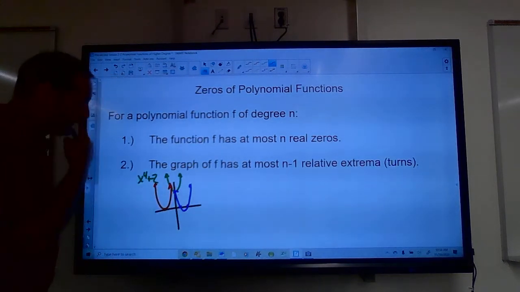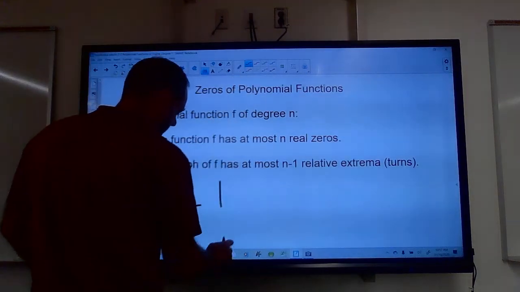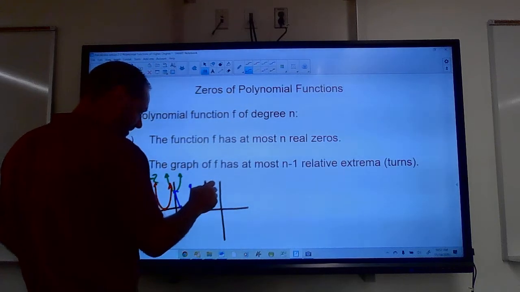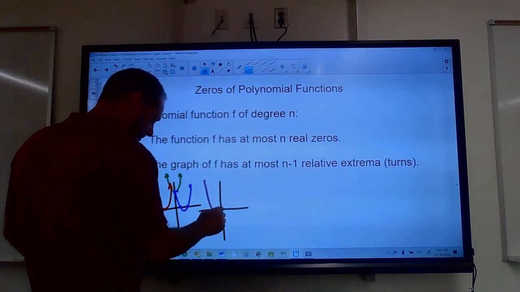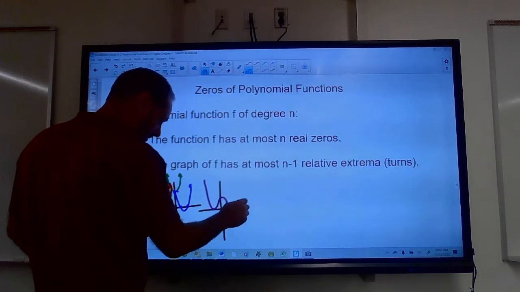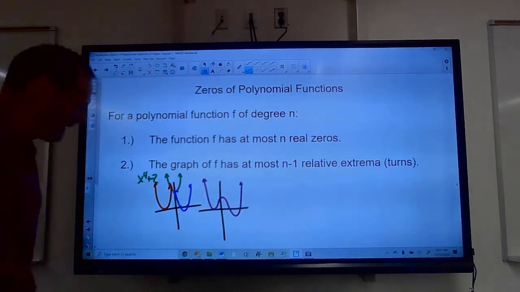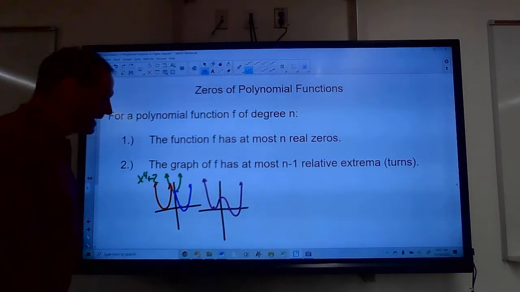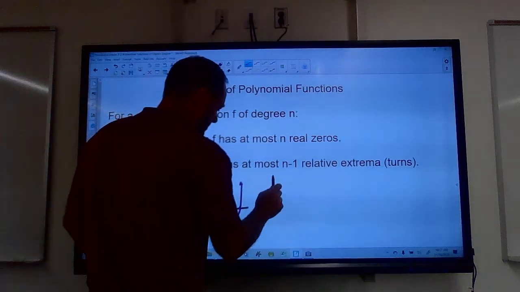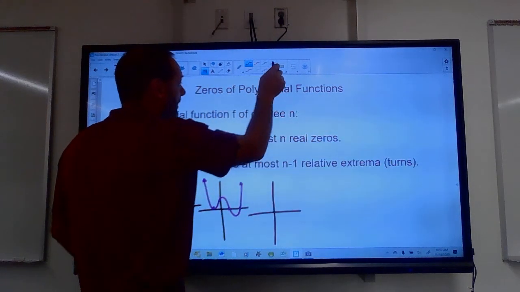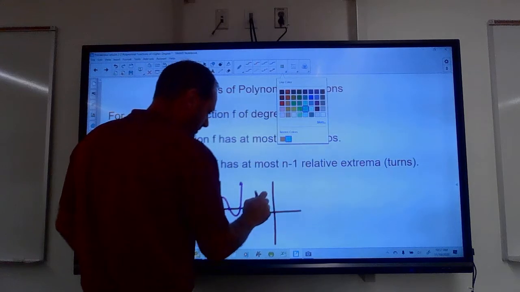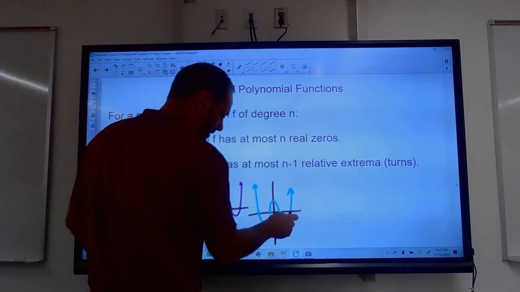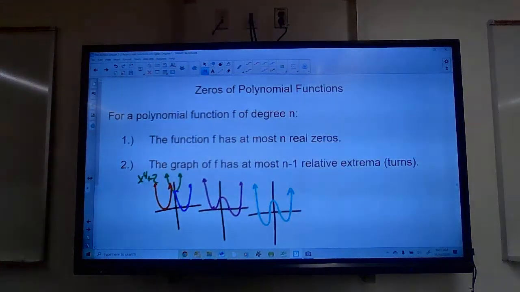Could it have 3 zeros? Let's get a new graph here. Well, let's see. The graph could look like this. Could come down, go back up. It looked like that, an x to the fourth. So it'd have 3 zeros. One here, and one here. And it could have 4 zeros if it looked like this. 1, 2, 3, 4. It can't have 5.